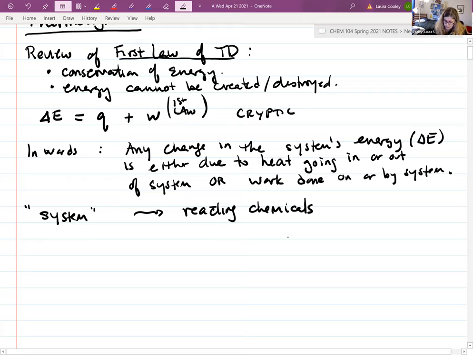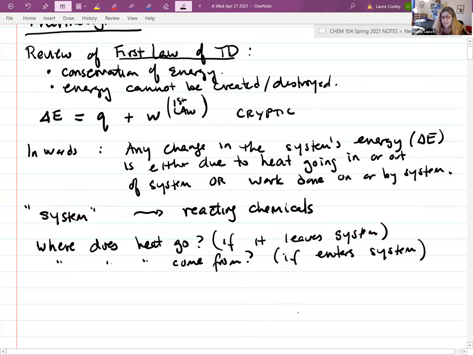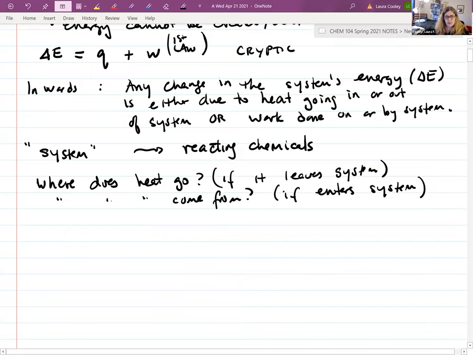And since this is referring to changes in energy to the system due to heat going in or out of the system, you really should ask the question, where does the heat go if it leaves the system? And where does the heat come from if it enters the system? Does anybody know the answer to that? What do we call the rest of the world, the universe? We have our system and we have everything else. That's right. It's the surroundings.